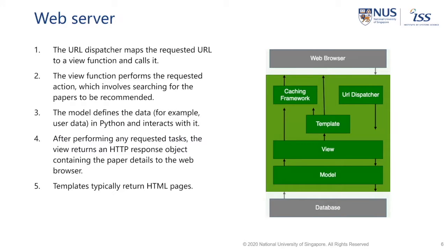Our web service is developed based on the Django framework of Python. The URL dispatcher maps the requested URL to a view function and calls it. The view function performs the requested action, which involves searching for the paper to be recommended. The model defines the user data in Python and interacts with it. After completing any request task, the view returns an HTTP response object containing the paper details to the web browser. Finally, templates typically return HTML pages.